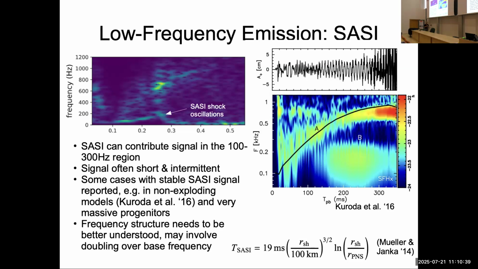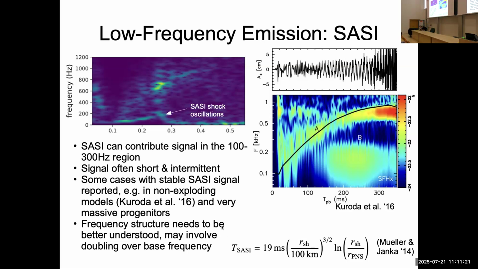And in some cases, the SASE might also give rise to a strong signal. It has been seen at that strength, I think, only in the simulations by Kuroda. So the conditions, I think, are maybe a bit vague, but I think what you need is a non-exploding model where the SASE can stick around for a long time. And perhaps also a very compact, massive neutron star might help. We also tend to see a bit more of the SASE in models that go to black hole formation and develop very massive neutron stars. So that's potentially interesting, especially if you can integrate over longer cycles.